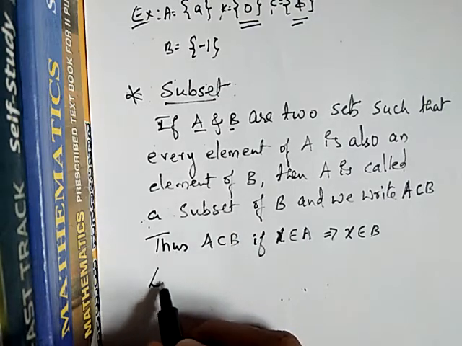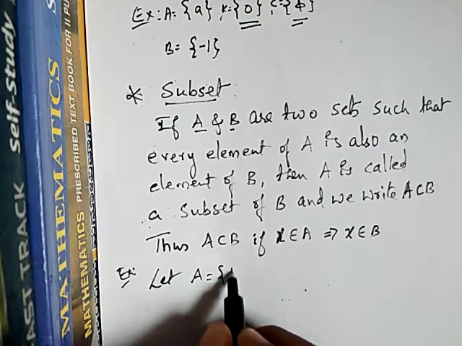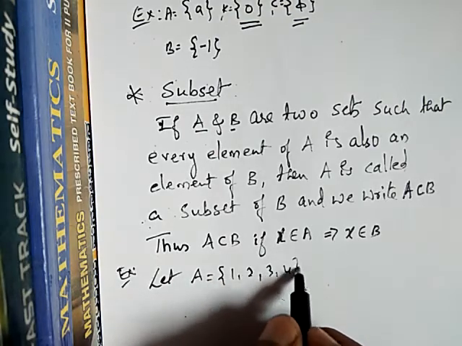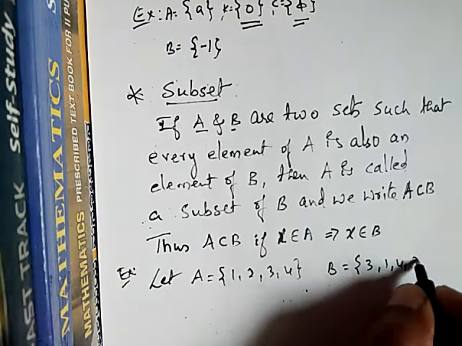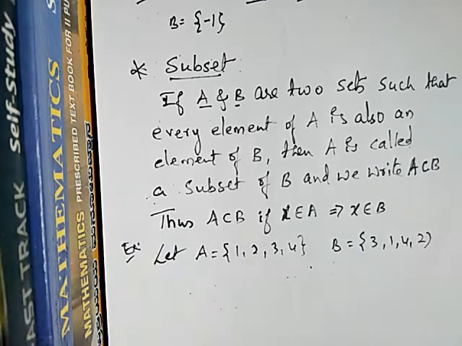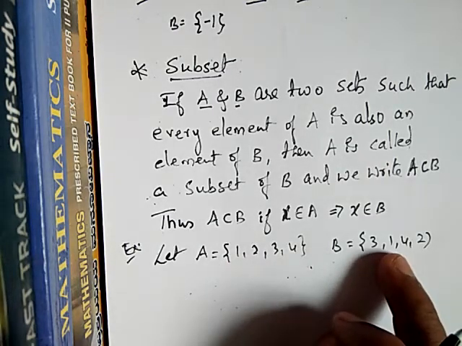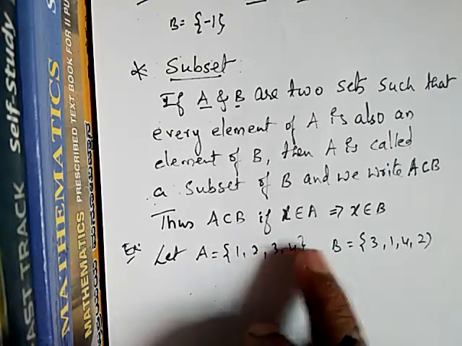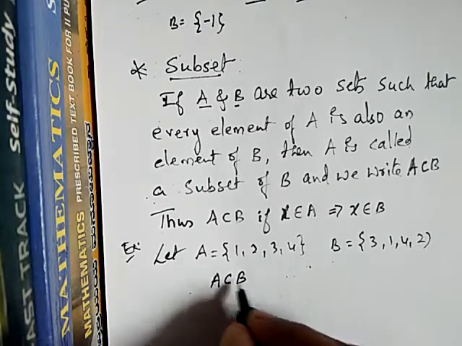For example, let a is equal to {1, 2, 3, 4} and b is equal to {3, 1, 4, 2}. So a is a subset of b. See here, 1 is there, yes. 2 is there, yes. 3 is there, yes. 4 is there, yes. So a is a subset of b.